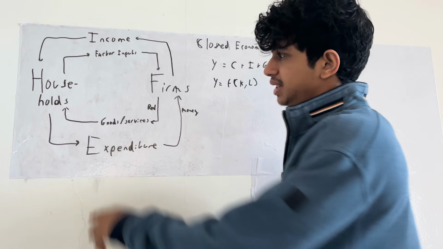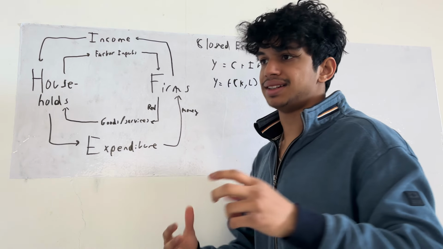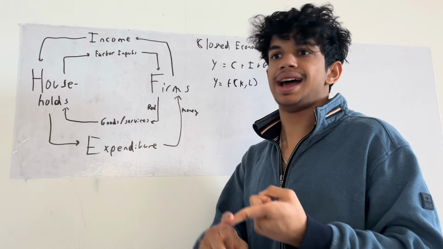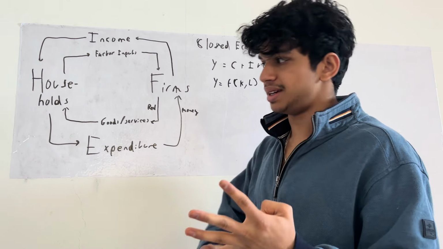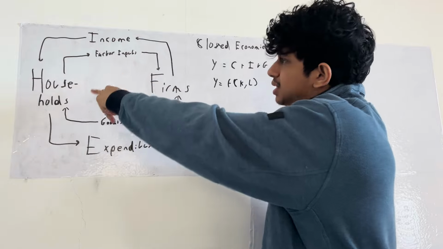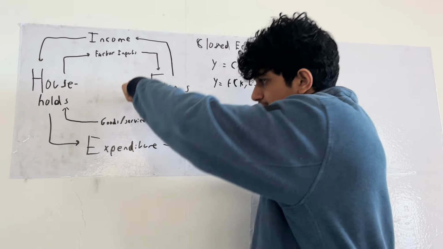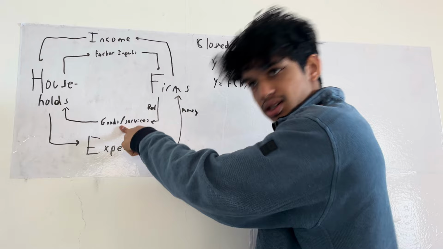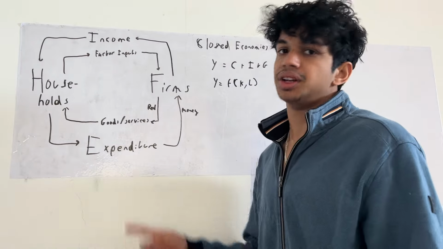So here's what happens. Essentially, you have households that own all the factors of production: land, labor, capital, enterprise, while firms are the people that produce the goods. The households give firms these factor inputs: land, labor, capital, and firms give the households the goods and services back. That's called the real flow.